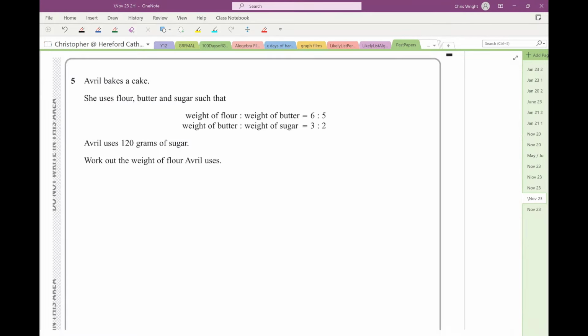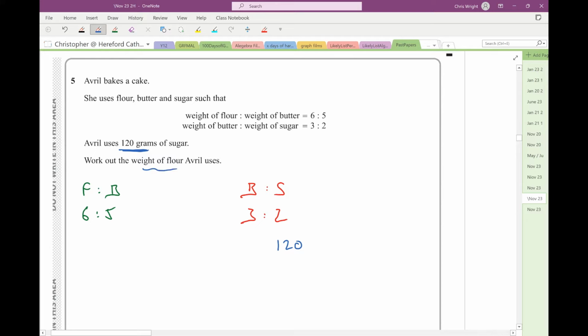Question 5, we're baking a cake. Now, we've got the weight of flour. The ratio of the weight of flour to the weight of butter is 6 to 5. And then we've got the weight of butter and the weight of sugar, and that's in the ratio 3 to 2. Now, we know that Avril uses 120 grams of sugar. So we can write 120 under here. But we want to work out the weight of flour she uses.